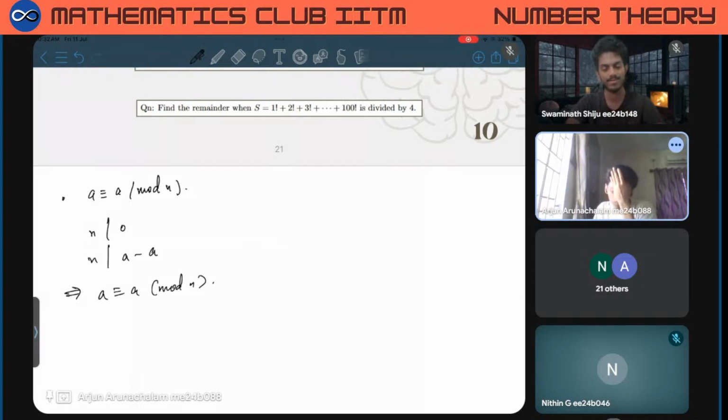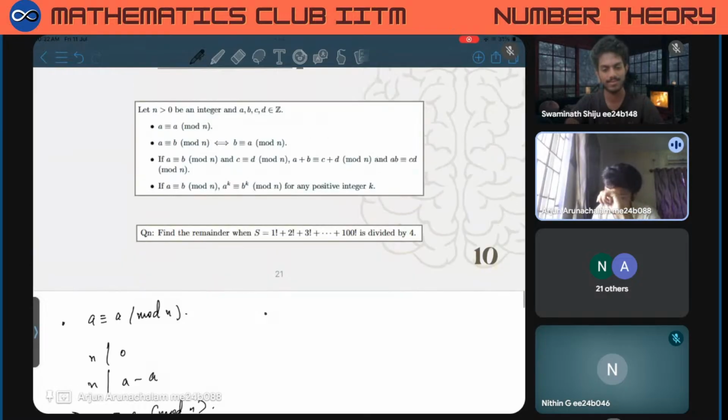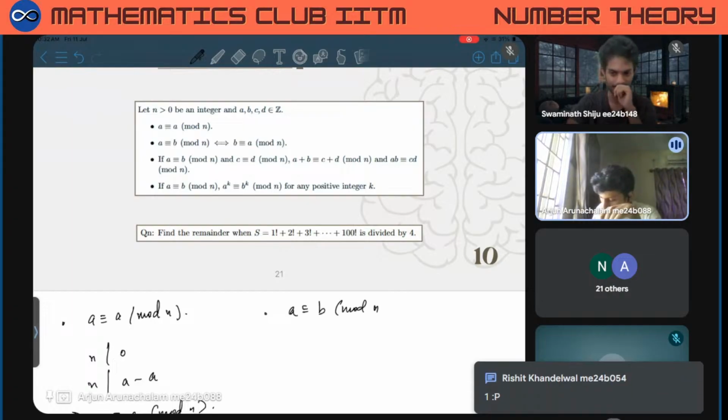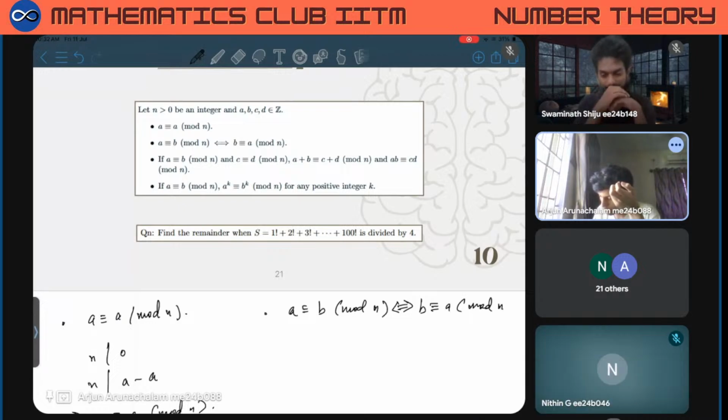Right? Yeah. And then the second thing. So A is congruent to B mod n if and only if B is congruent to A mod n. Let's say this is true. We'll prove it one way.